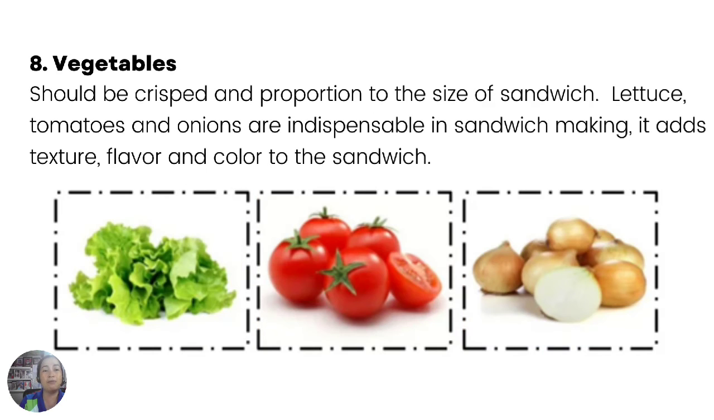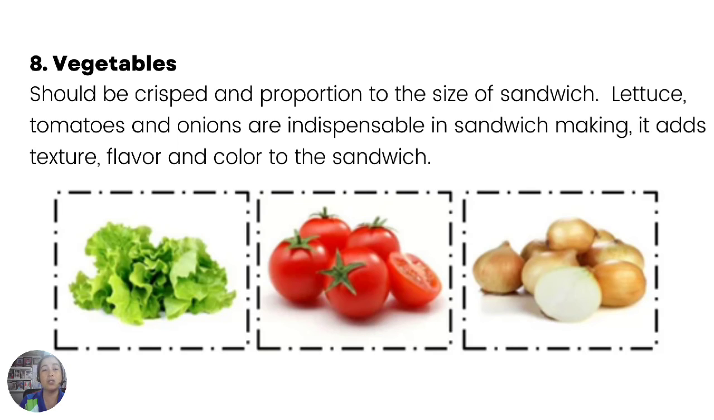And then if we have condiments, we do have vegetables. So when we say vegetable, this should be crisp, no? And proportion to the size of sandwich. Kaya nga, sometimes, kunyari, gumamit ka ng lettuce, binababad muna natin siya sa ice cold water to maintain its crispiness, no? And sometimes, kapag gagamit ka ng mga yan, like yung lettuce, tomato, onions, it should be proportion to the size of sandwich. Huwag yung lumalagpas sa tinapay mo kasi pangit siya tingnan.